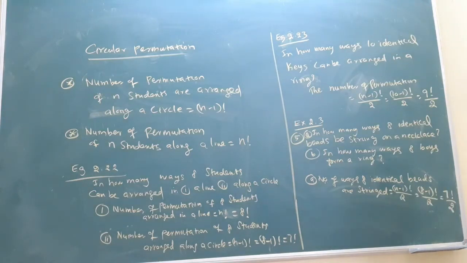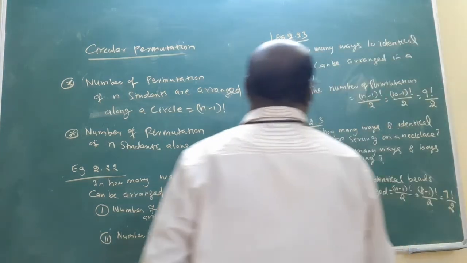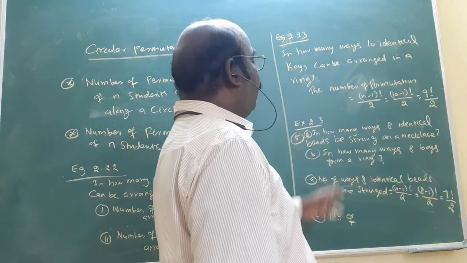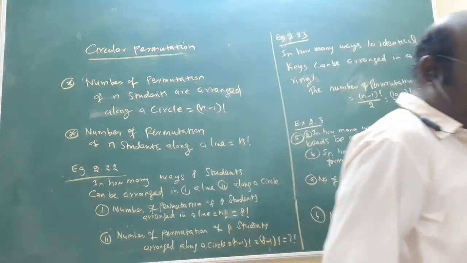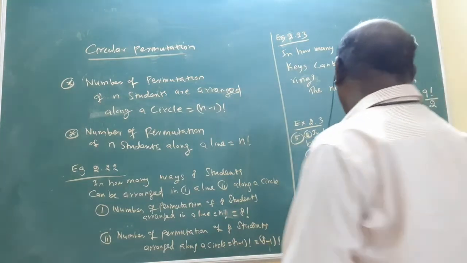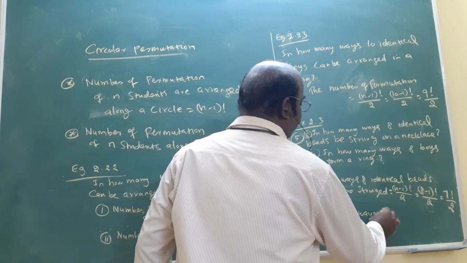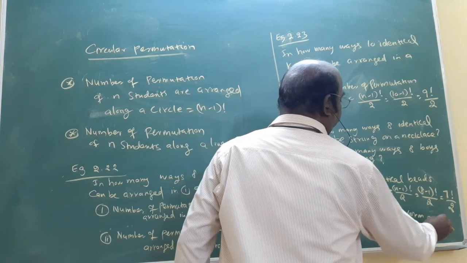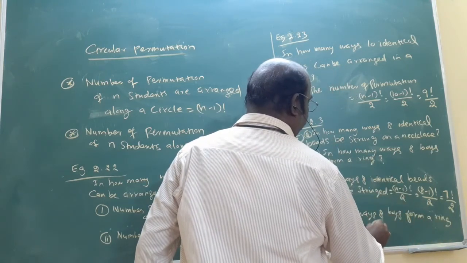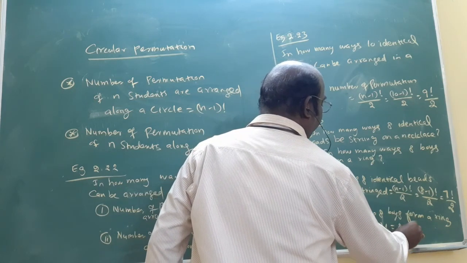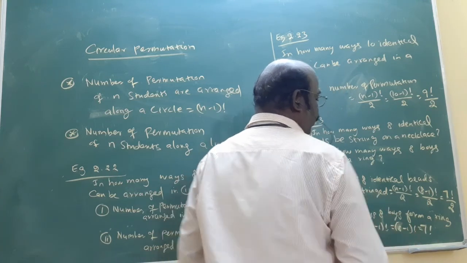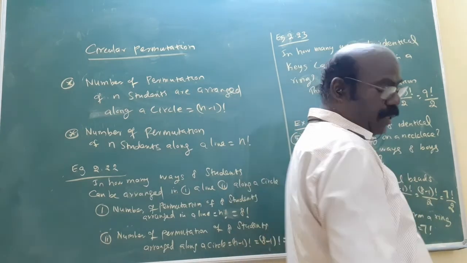Next one: the number of ways 8 boys form a ring only. Only ring, no? Ring means circle, so only n minus 1 factorial. The number of ways 8 boys form a ring is n minus 1 factorial, that is 8 minus 1 factorial, 7 factorial. That is the answer.